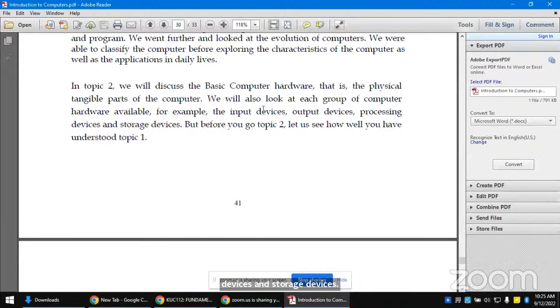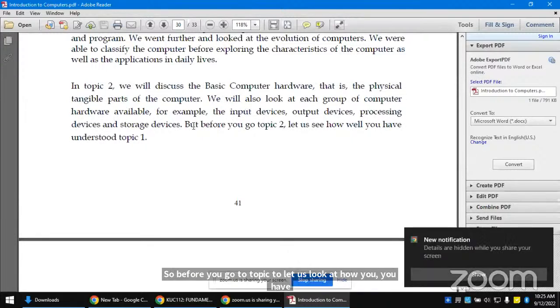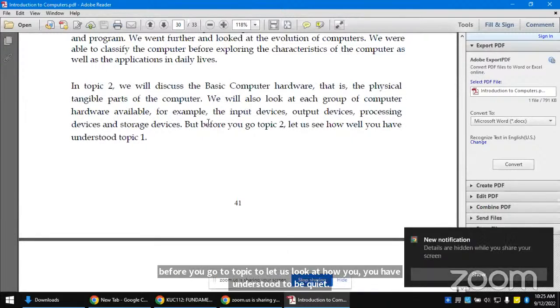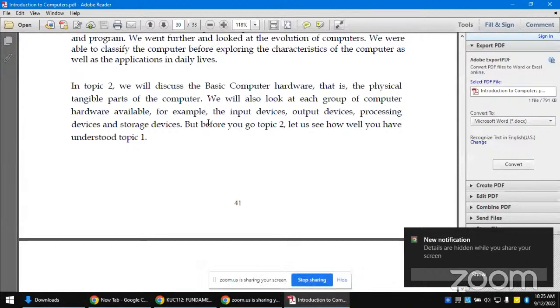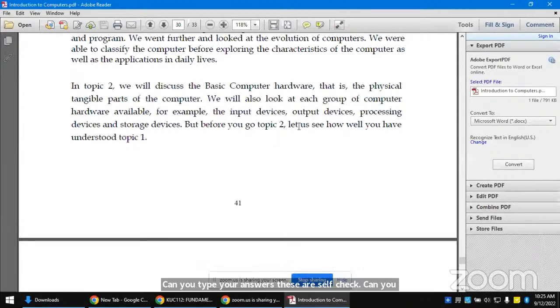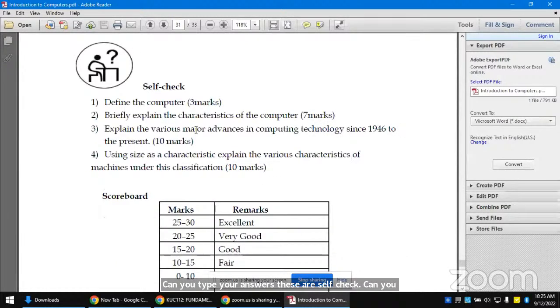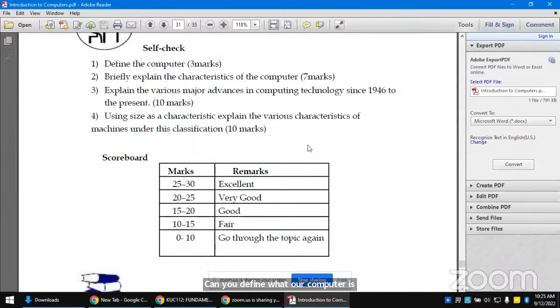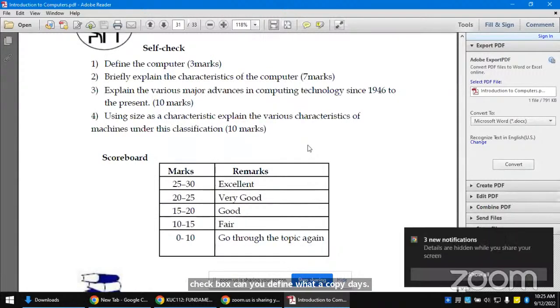Before you go to topic 2, let us look at how you have understood topic 1. In the first question, kindly type the answers in your chat box. These are self-check. Can you define what a computer is in your chat box? What are the characteristics of a computer? Can you type that in your chat box?